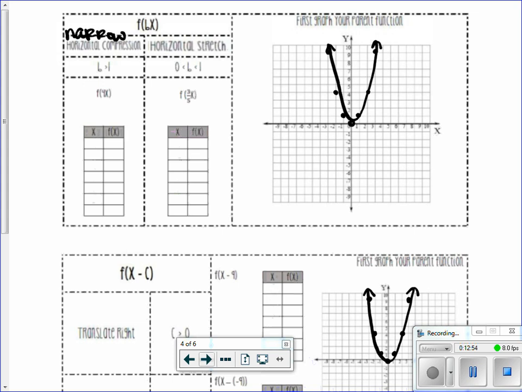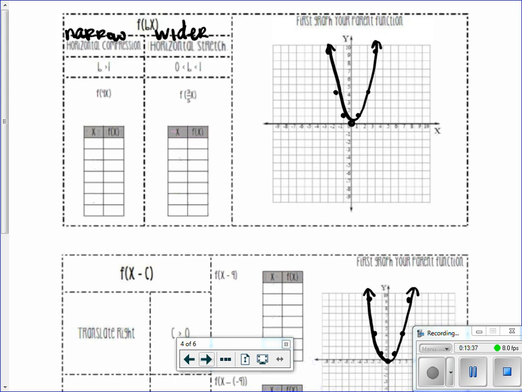Same thing with a horizontal stretch. Stretching something horizontally makes it wider. So remember, it looks similar to a vertical compression. The thing to always remember, though, if that number multiplying is bigger than 1, it's always going to look skinnier. It's always going to look more narrow. If it is less than 1, it is always going to look wider. You just have to pay attention to where the number is, inside or outside, because that's going to control whether it's the vertical change or the horizontal change. All right?